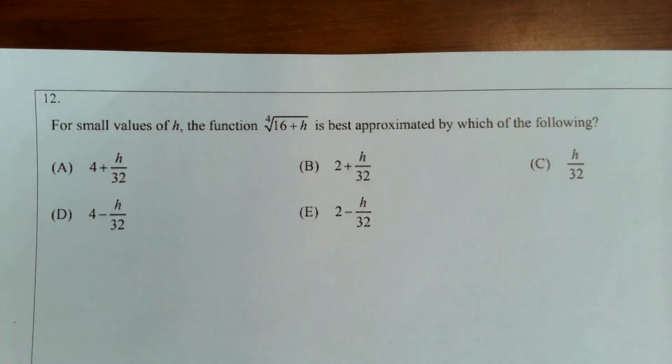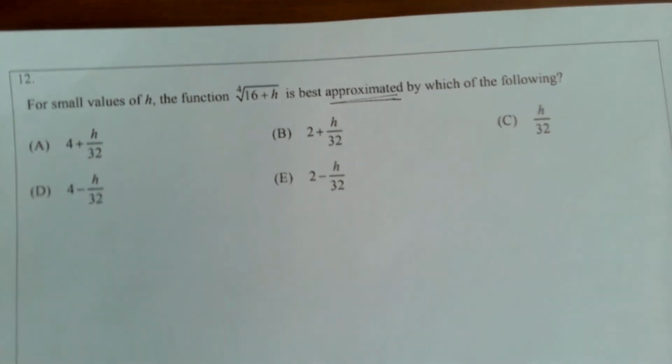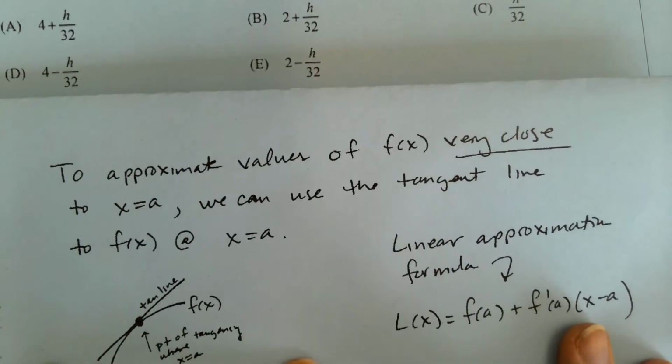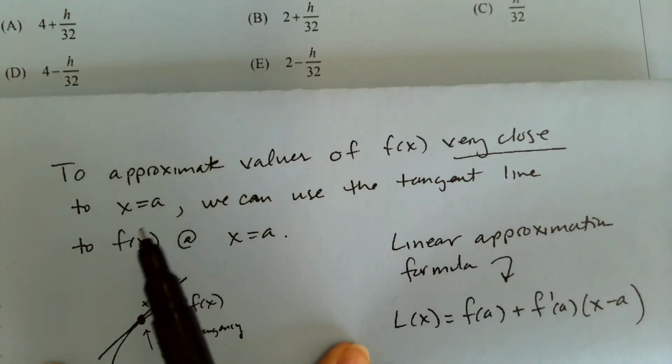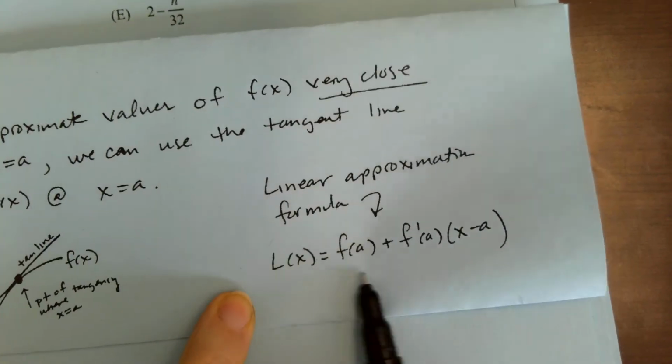Okay, guys, for this one, for small values of h, this function is best approximated by which of the following? Guys, if they're asking about an approximation, very often it's going to be the linear approximation case. Sorry, folding paper. All right. So the approximate values of a function very close to a value, we can use the tangent line. I drew a picture there. Here's the formula. We need to know that formula.